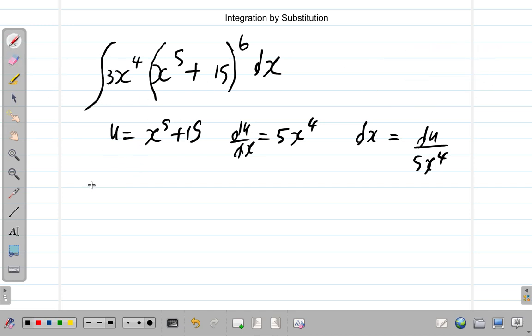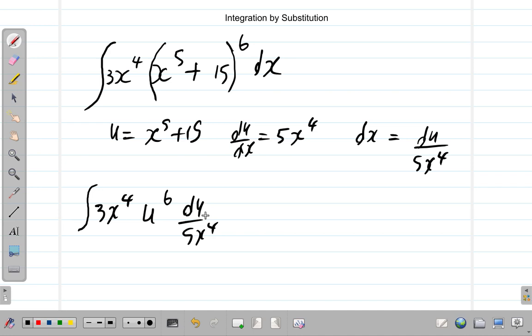So let's continue down here. What we have is the integral of 3x to the 4th, x to the 5th plus 15, which is u, and that is to the power of 6, times dx. But dx, we want to get rid of the x's and change the dx to du. Dx is du over 5x to the 4th. So we write du over 5x to the 4th. You see what happened there?